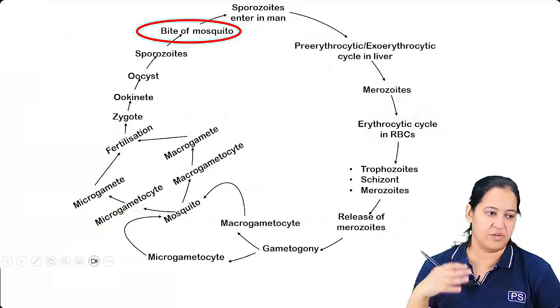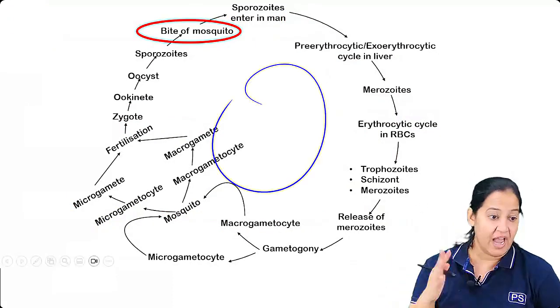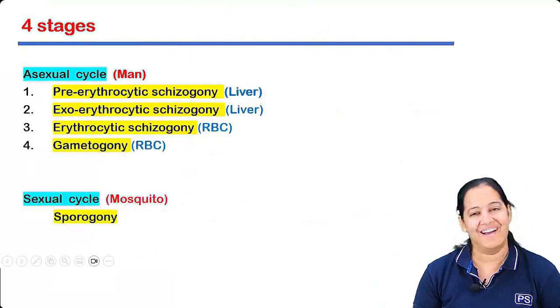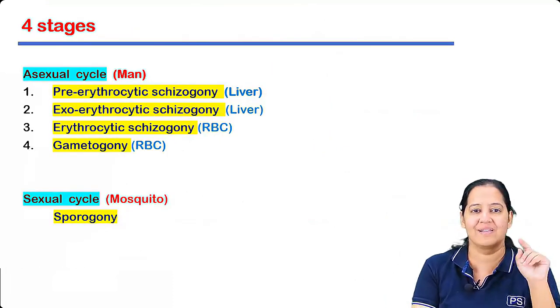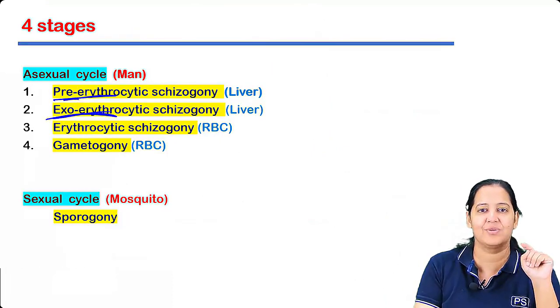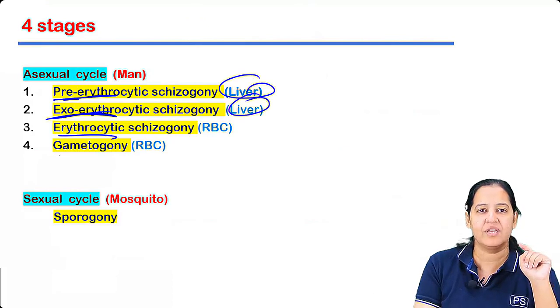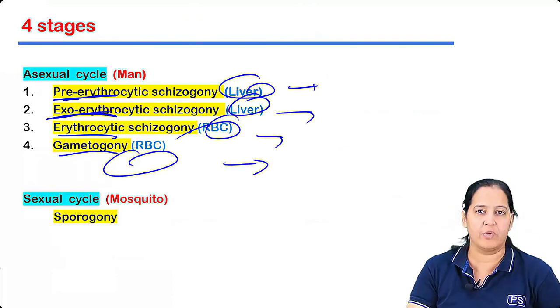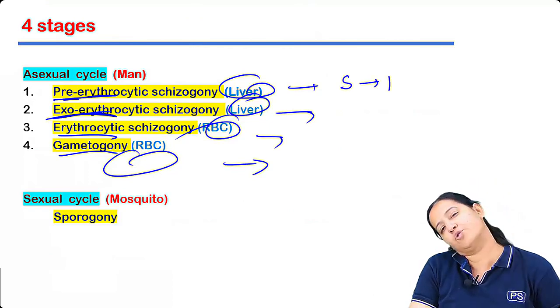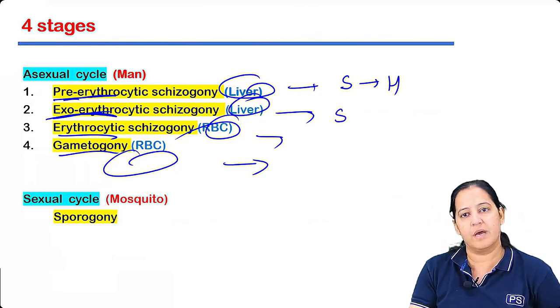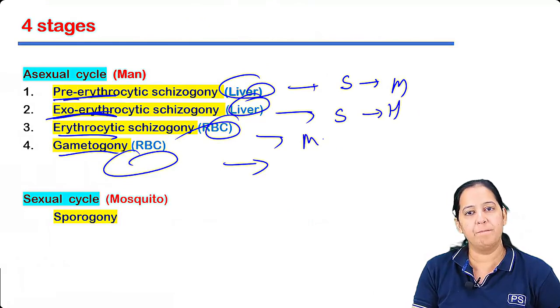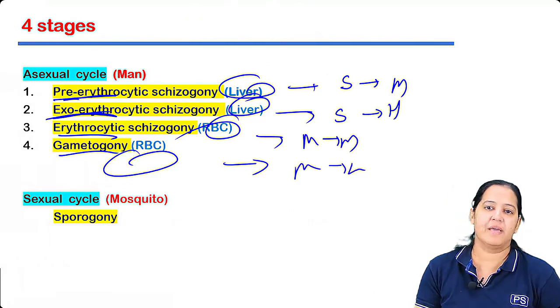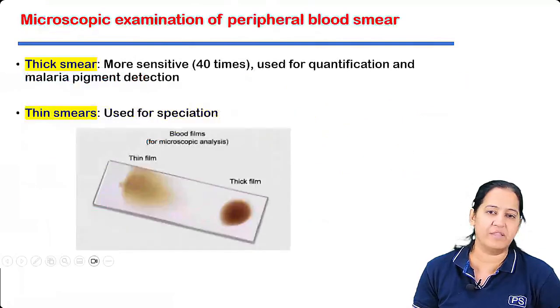Same story is written in front of you. You can read it out if you wish. I've drawn it in a better way. So there are 4 cycles. You can see pre-erythrocytic and exoerythrocytic in the liver, and erythrocytic and gametocytic in the RBC. In which cycle what is converting into what, you already know. Here sporozoites get converted to hypnozoites, sporo to hypno, mero to mero, and mero to gametes. And what they are responsible for, that too I told you.